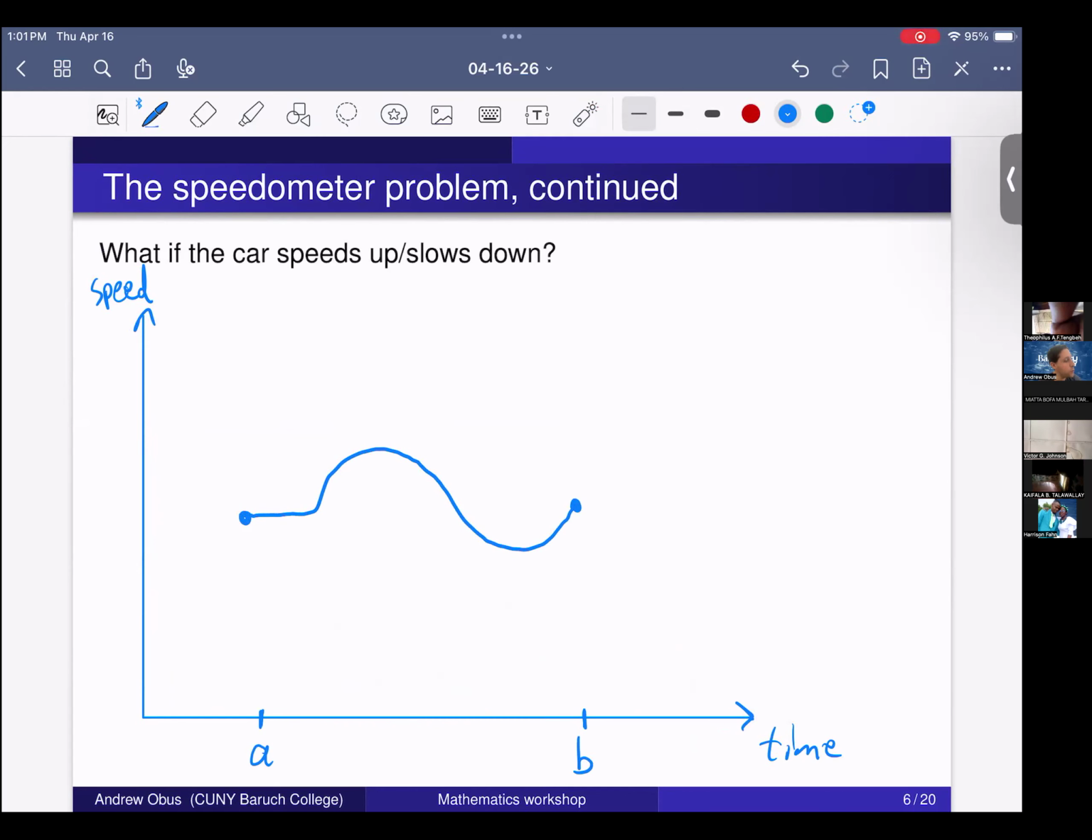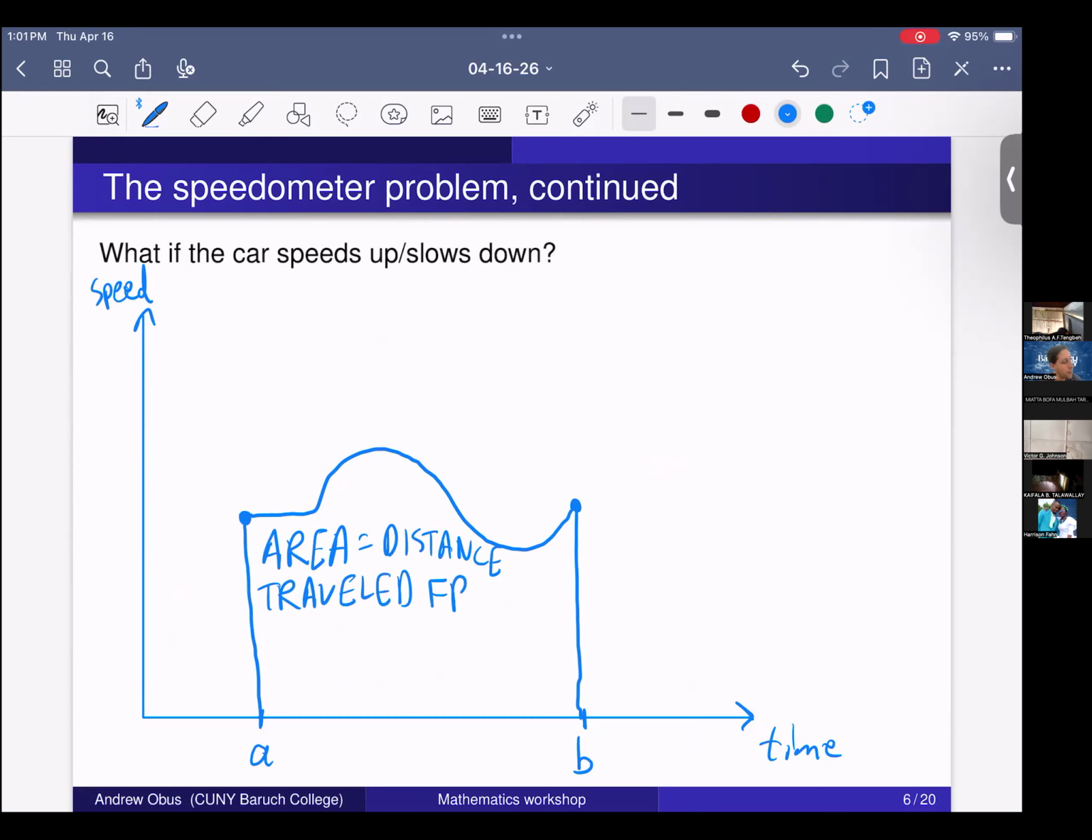And so what I want you to accept is, if I draw the lines at time A and time B, then this area here is equal to the distance traveled from time A to time B. Maybe I'll write it here, time A to time B. Okay. So I think this is believable, right?